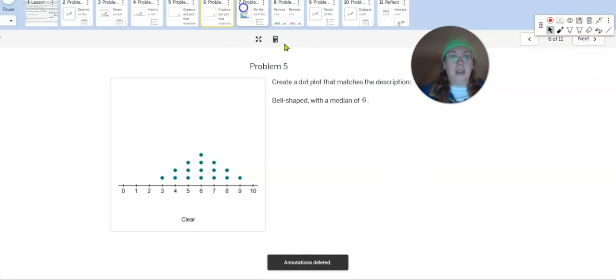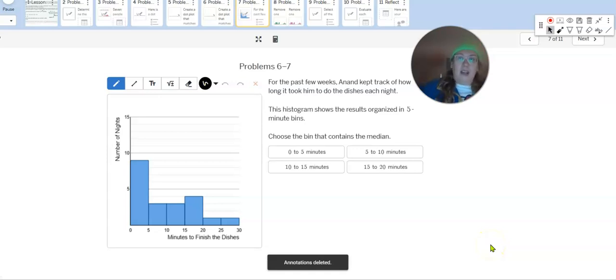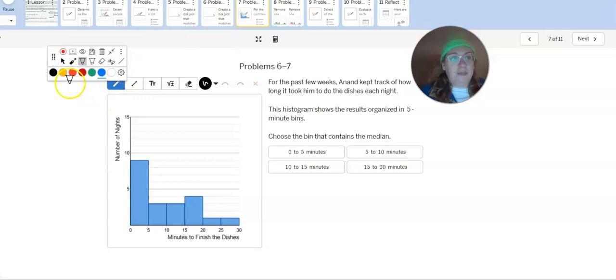Beautiful. Slide 7 says, for the past few weeks, Amanda kept track of how long it took him to do the dishes each night. Or Anand, not Amanda. This histogram shows the result in organized 5-minute bins. So we see the first bin is from 0 to 5 minutes, and then 5 to 10 minutes, 10 to 15, 15 to 20, and so forth. Choose the bin that is going to have the median.